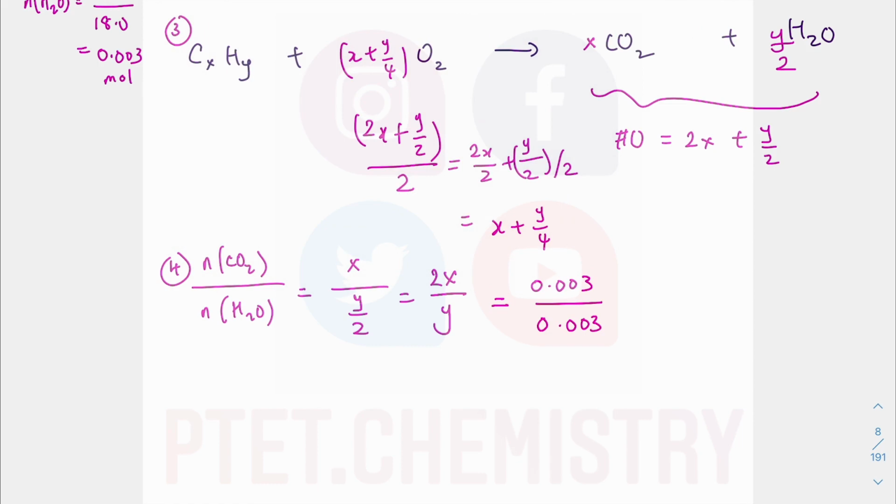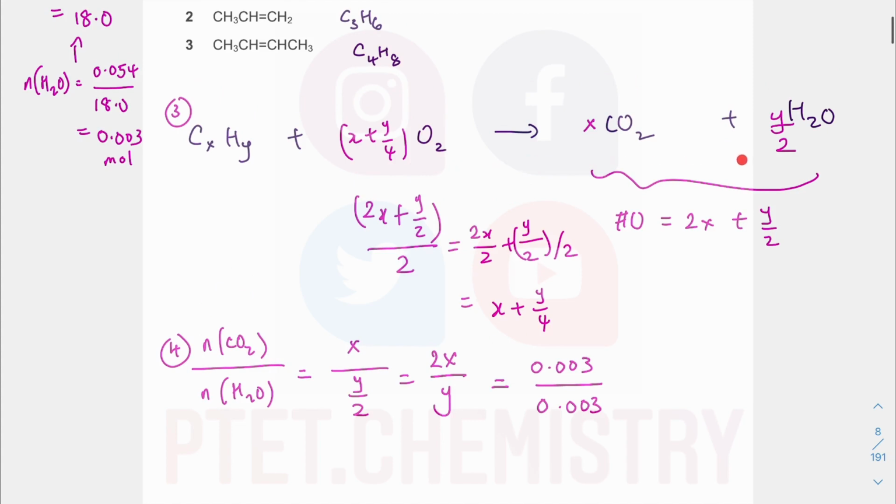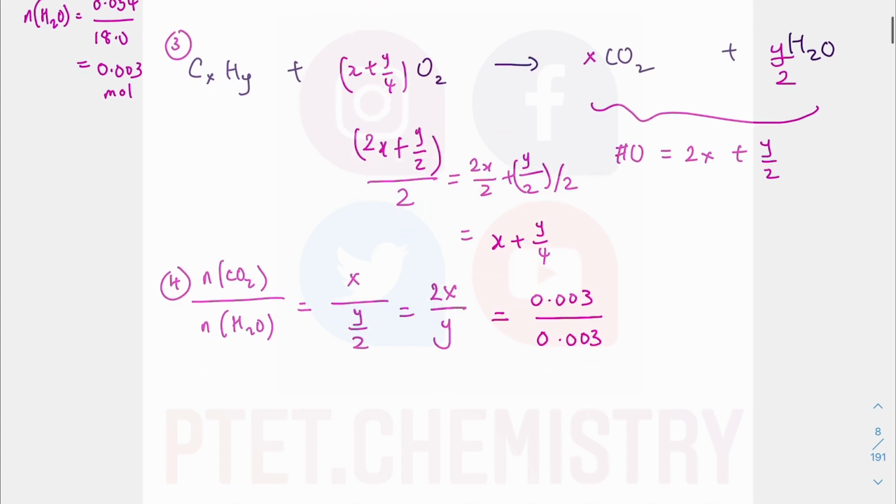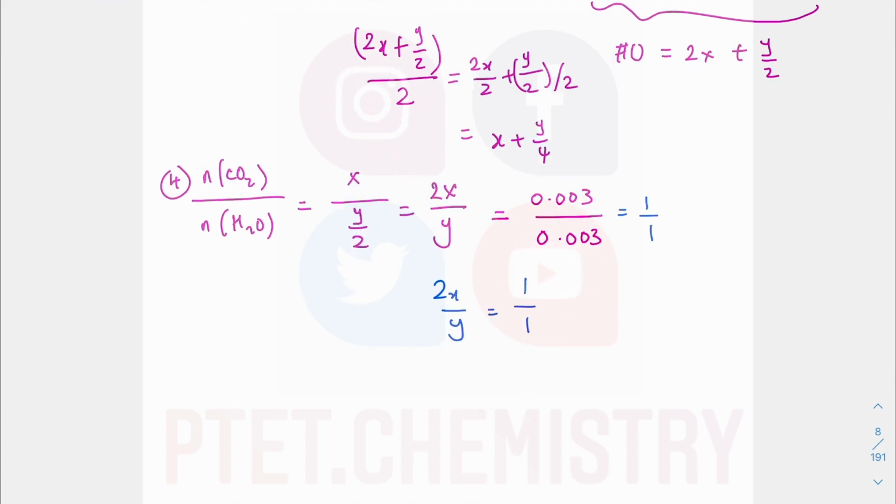So these are from the algebraic expression, the balanced equation. So that can be expressed as 1 over 1. So if you have equal, that means the top bit equals that, the bottom bit equals that. So 2x over y is equal to 1 over 1. So what can we say? Well, we can say that y is equal to 2x, all right?